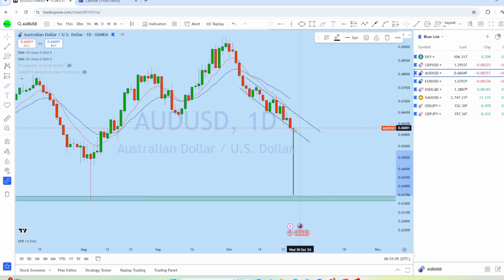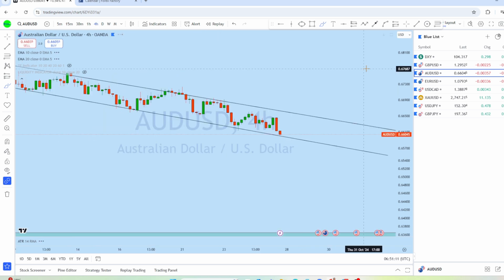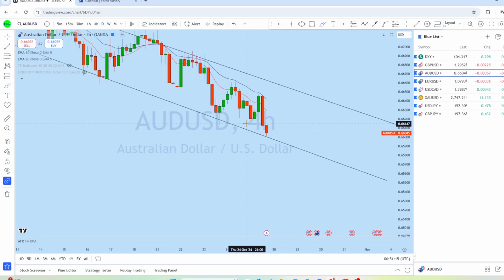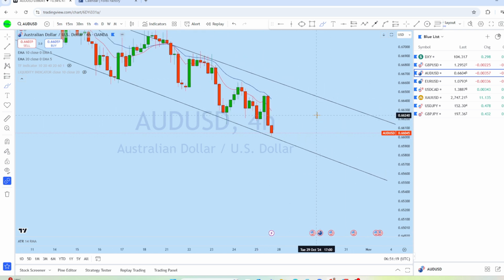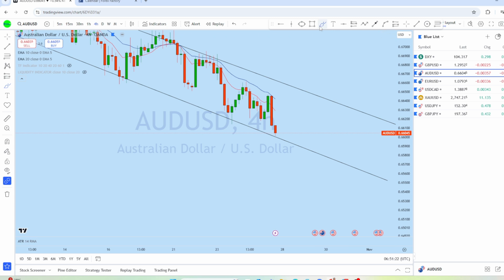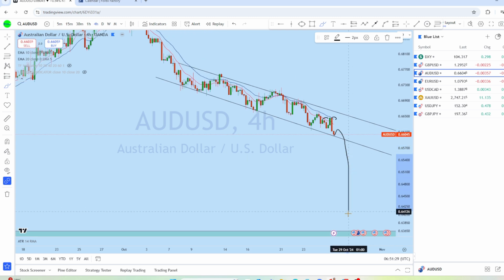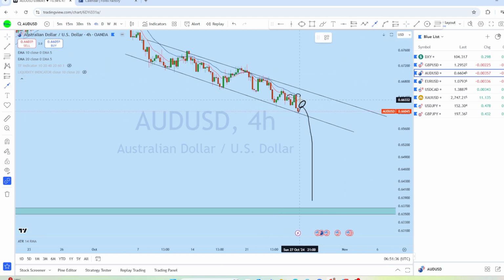So any pullback on the lower time frame, if we look at the 4-hour perspective, we can see the market was respecting this resistance. Whenever the bulls try to bounce, the bears push the price down with stronger momentum. And I think that here we might potentially see a head and shoulder formation, and then the price continuing to drop in that direction. So this could be a zone where we can look for a potential trading opportunity on AUD USD.